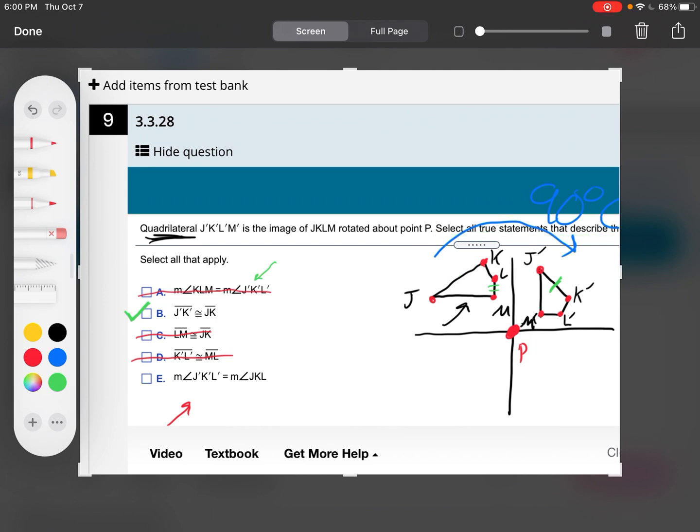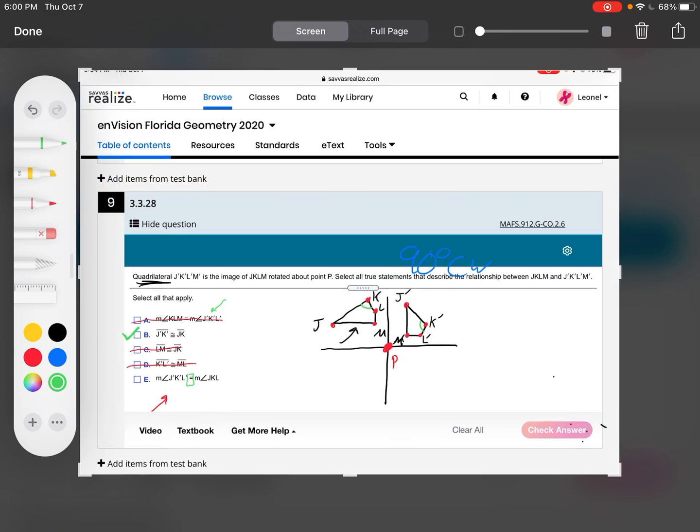Let's go identify those angles. J prime K prime L prime is this angle right here. They're claiming it is equal in measure to JKL, that's this angle up here at first. And that's true because those two actually correspond to each other. That's the same angle, it just got rotated around to this end over here. So that means that the last one is true. So B and E, at least the way they ordered it on my question, are true.